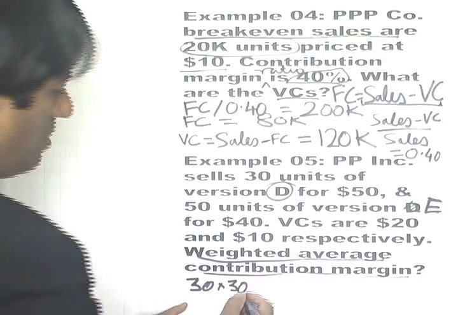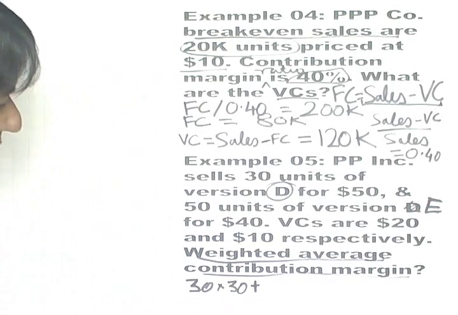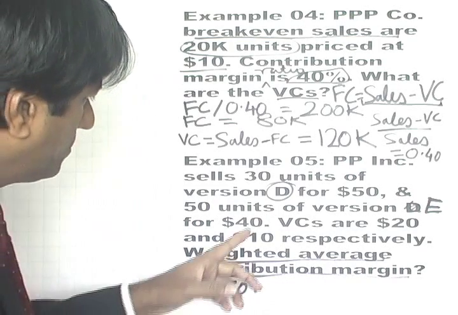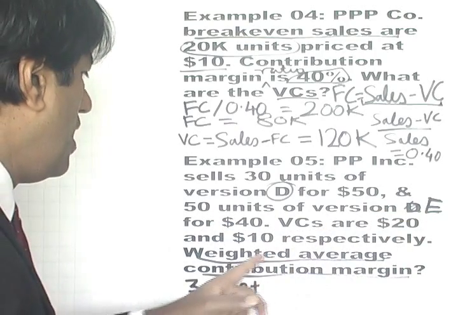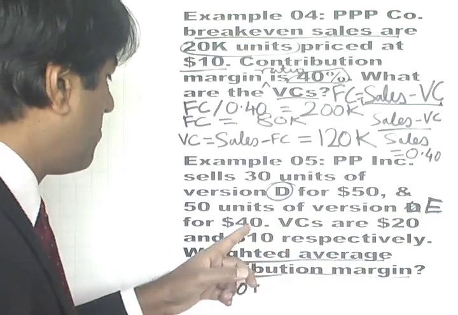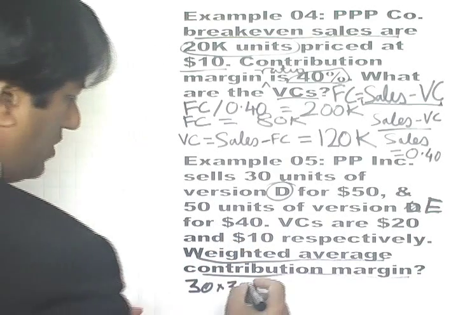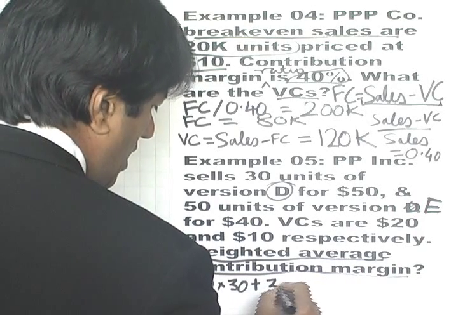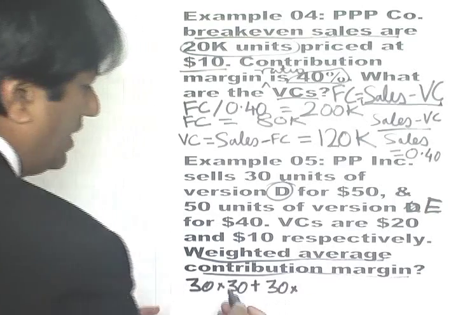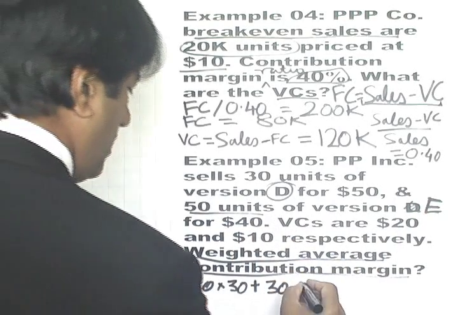plus the contribution margin of E, which is going to be the price of E, 40, minus the variable cost, 10. So that's going to be 30 also, multiplied by the number of units of E, and 50 units of E are sold.